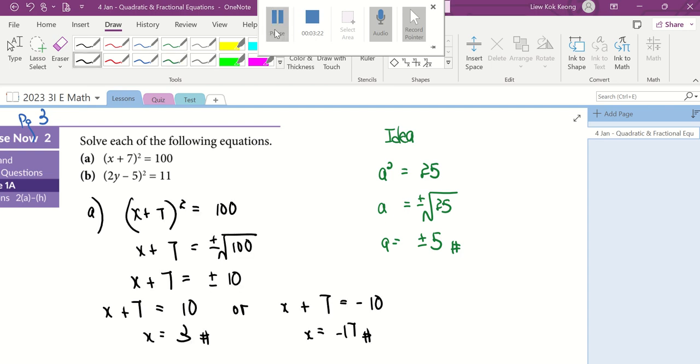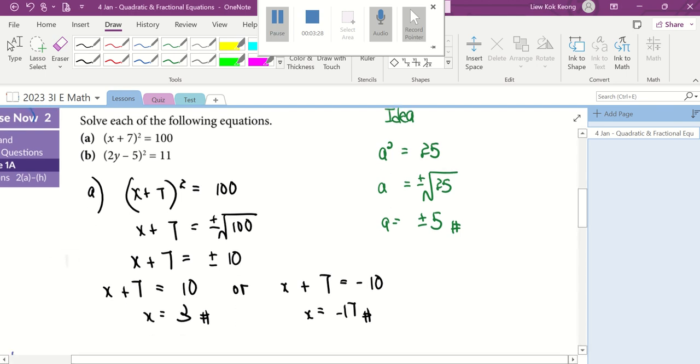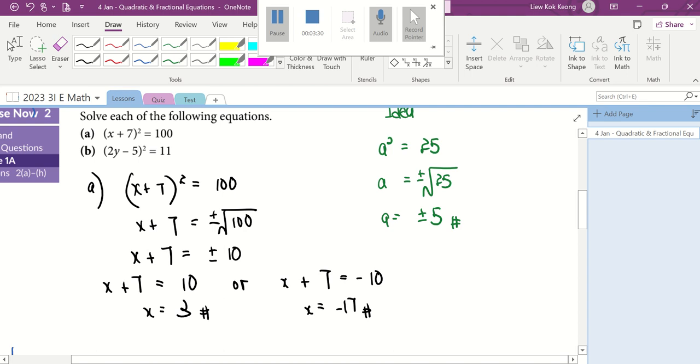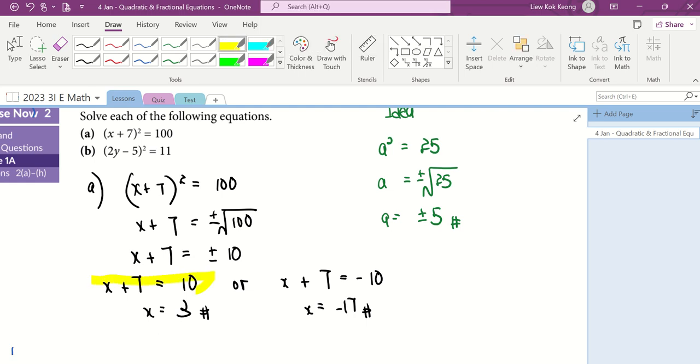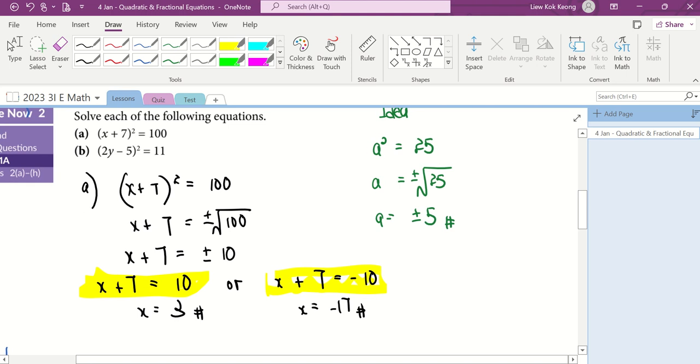Okay, so I managed to complete part A using the idea of square rooting on both sides, but I'm very careful. Take note, when you square root the 100, you get a positive 10 and a negative 10. I'll split it into two different parts so that I do not make any careless mistake. Okay, if you can see over here, x plus 7 equal to 10, followed by x plus 7 equal to negative 10, before I solve for the respective value of x.